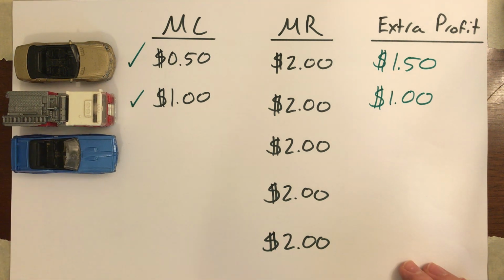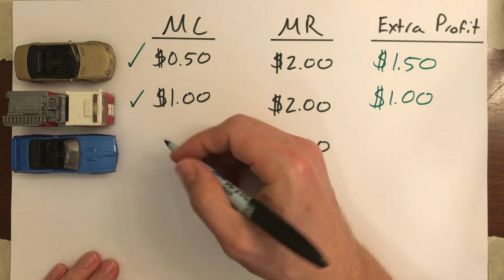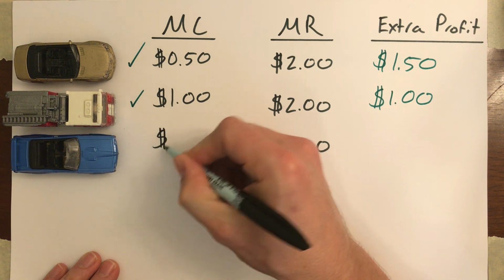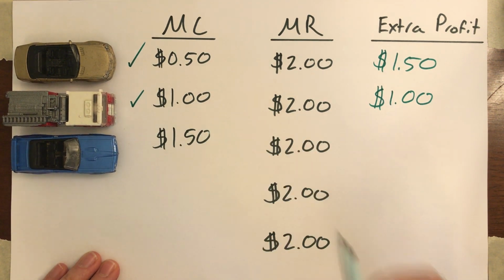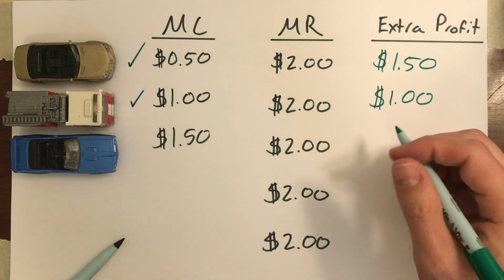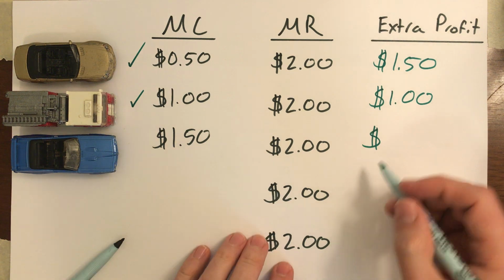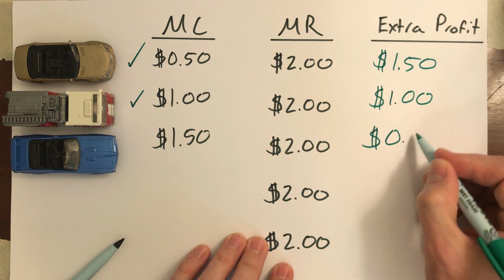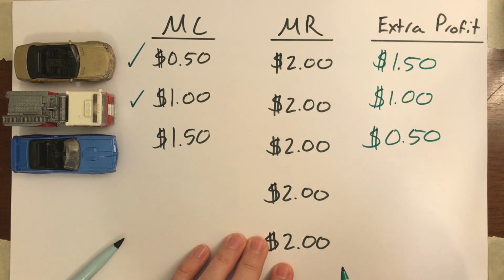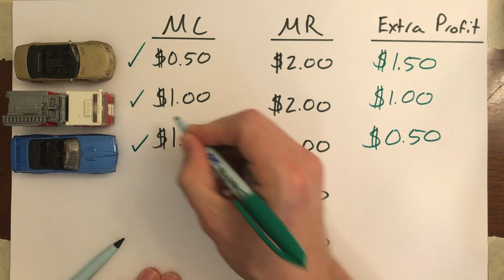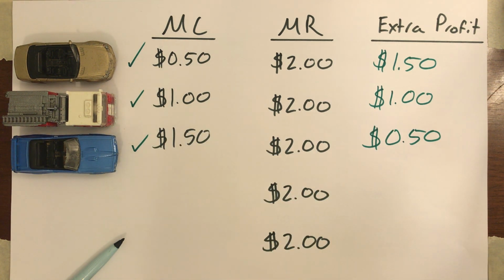Third unit. Let's say that now the marginal cost has gone up again. This one's going to cost me $1.50 to produce, but I can sell it for $2, which is more than the cost, and so my extra profit will once again be positive. $2 minus $1.50 gives me economic profits of 50 cents. So once again, I want to produce it.